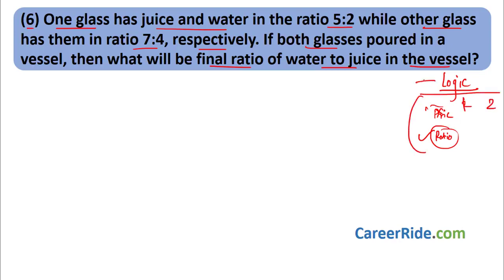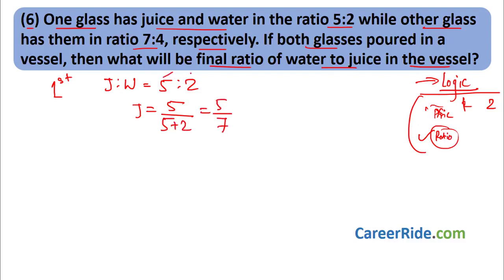Rest we can solve by normal logic. Let us see what logic we have to use. Now over here this is the first glass, it has juice to water ratio of 5:2. Now how much is the amount of juice in this glass? Amount of juice is 5 upon 5 plus 2, is that right? That is 5 upon 7, right?